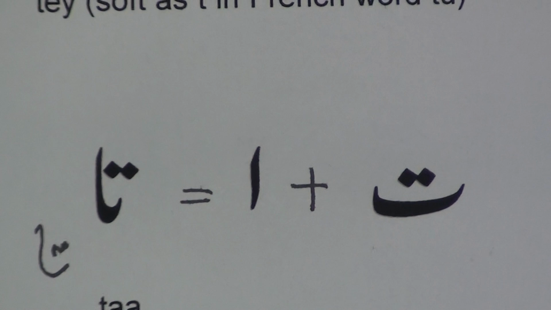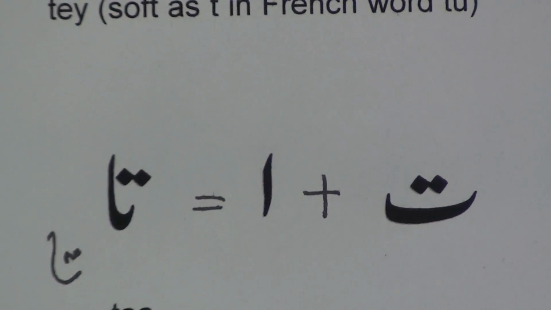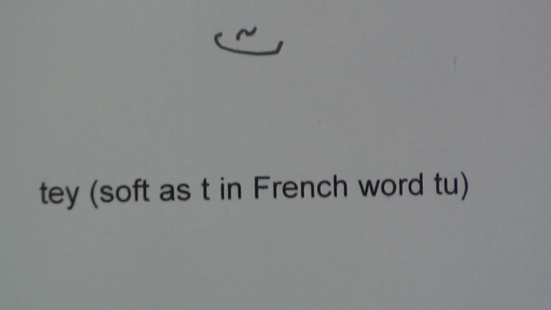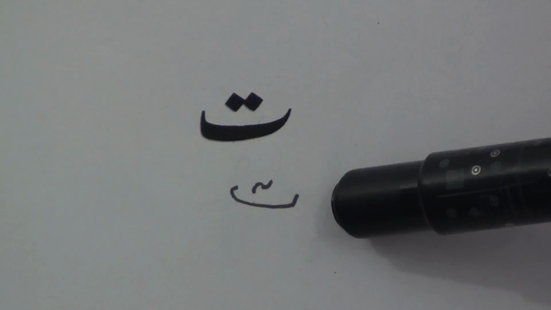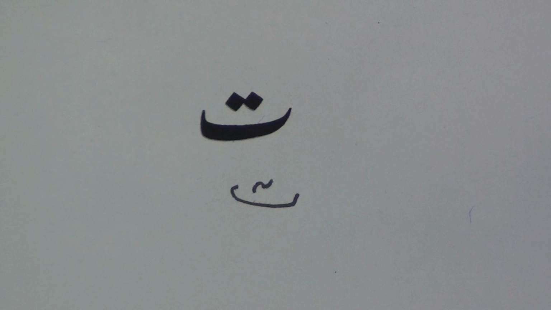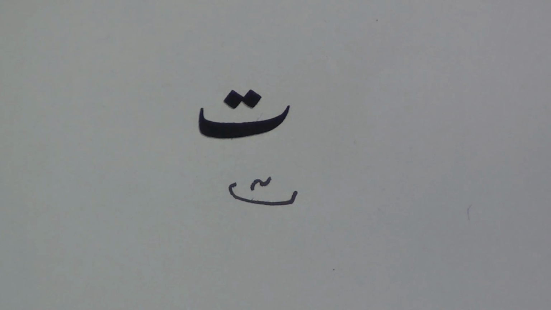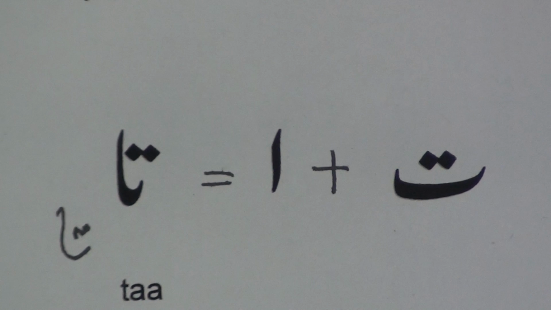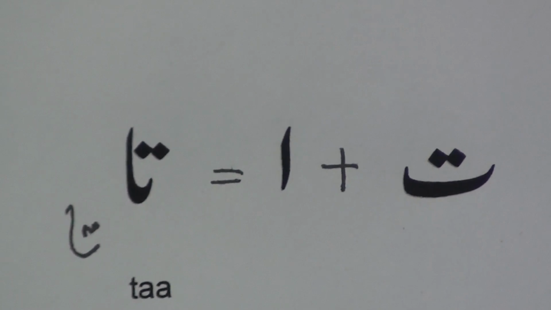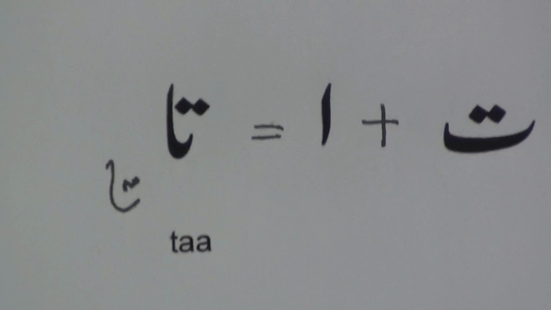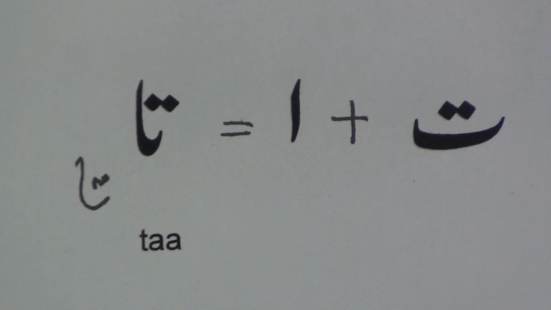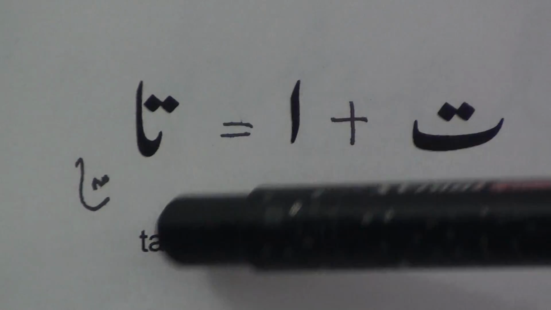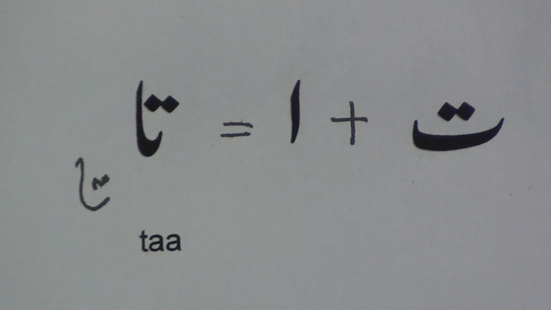Te plus alif is ta, ta, ta. Te, te. This is printed form and this is handwritten form. Te, te. Te plus alif is ta, ta, ta. This is not ta, ta, ta. This is printed form and this is handwritten form. Ta.